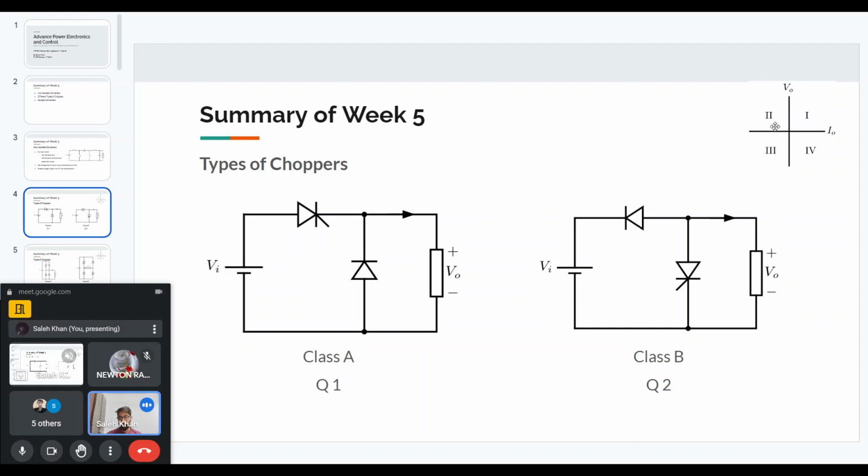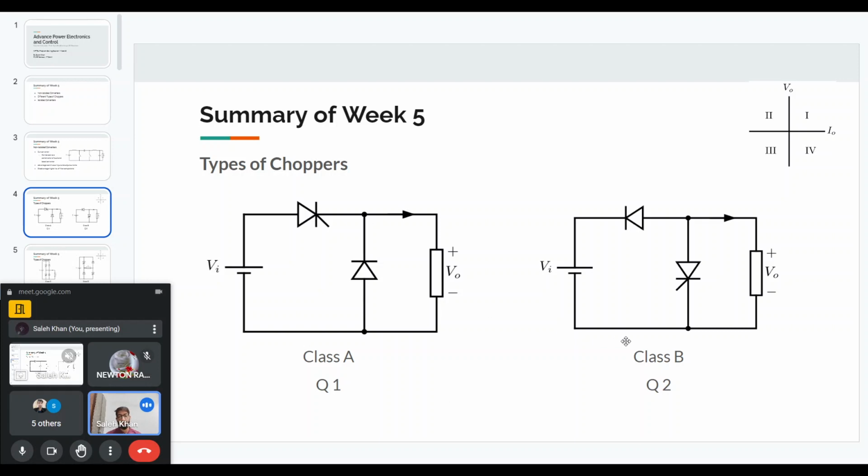If the output voltage is positive and output current is positive, then it is the first quadrant. If output voltage is positive but current is negative, that is the second quadrant. If both are negative, then that is the third quadrant. And if output voltage is negative but current is positive, that's the fourth quadrant.